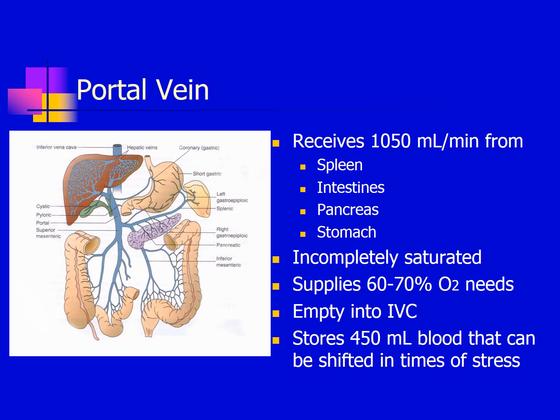So the portal vein receives about 1,050 mLs a minute from the spleen, the intestines, the pancreas, the stomach, right? When completely saturated, it supplies 67% of the oxygen needs. It empties into the inferior vena cava, and it stores 450 mLs that can be shifted in times of stress. So this is critical because the liver is a site where metastasis can happen because of how all the blood supplies would touch it.